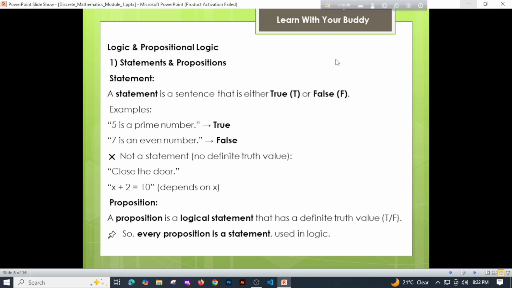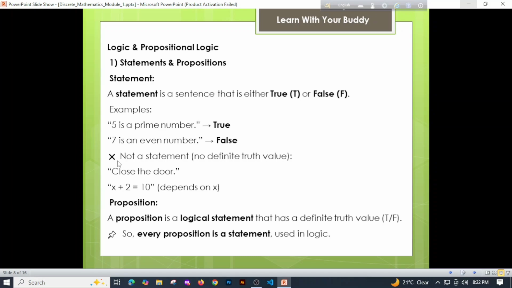Today we will learn about logic and propositional logic. First, let's see statements and propositions. A statement is a sentence that is either true or false. For example, 5 is a prime number, that's true, and 7 is an even number, that's false. Similarly, I am a girl, it's true, and I am a boy, that's false. So it's just a statement.